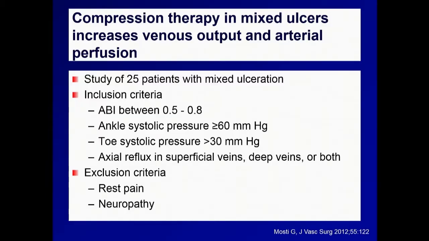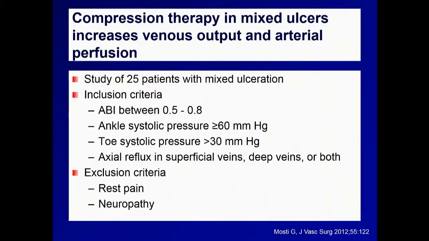So when it comes to patients with mixed disease, again, a paucity of data. A small study by Musty, published a couple of years ago, looked at patients with mixed disease, an ABI falling between 0.5 and 0.8. You can see the absolute ankle systolic pressure greater than 60 or toe pressure greater than 30, but also with axial reflux in superficial, deep, or both venous systems.